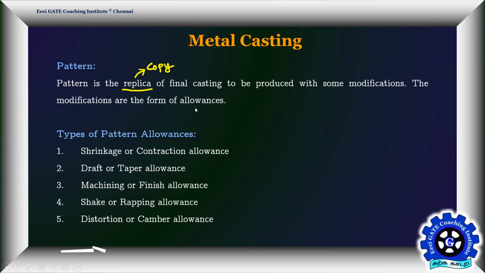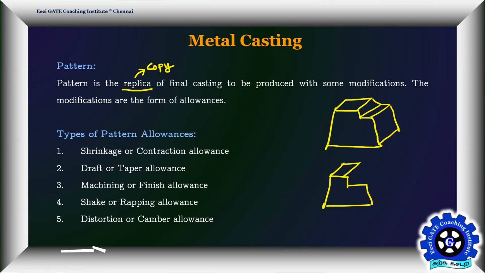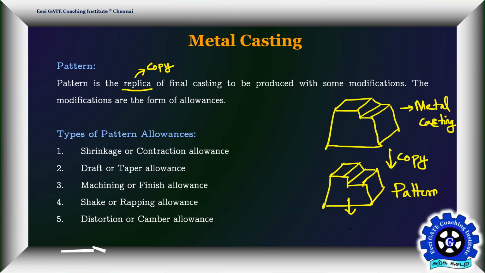Let's say you want to manufacture this product. Let me draw it in three dimensions so that it is easier to look at. If you want to manufacture this product, I'll make a copy of it. This is what you want to have, your metal casting, but you just copy it and make a pattern. And this is made up of different materials. Generally, it is made up of what?